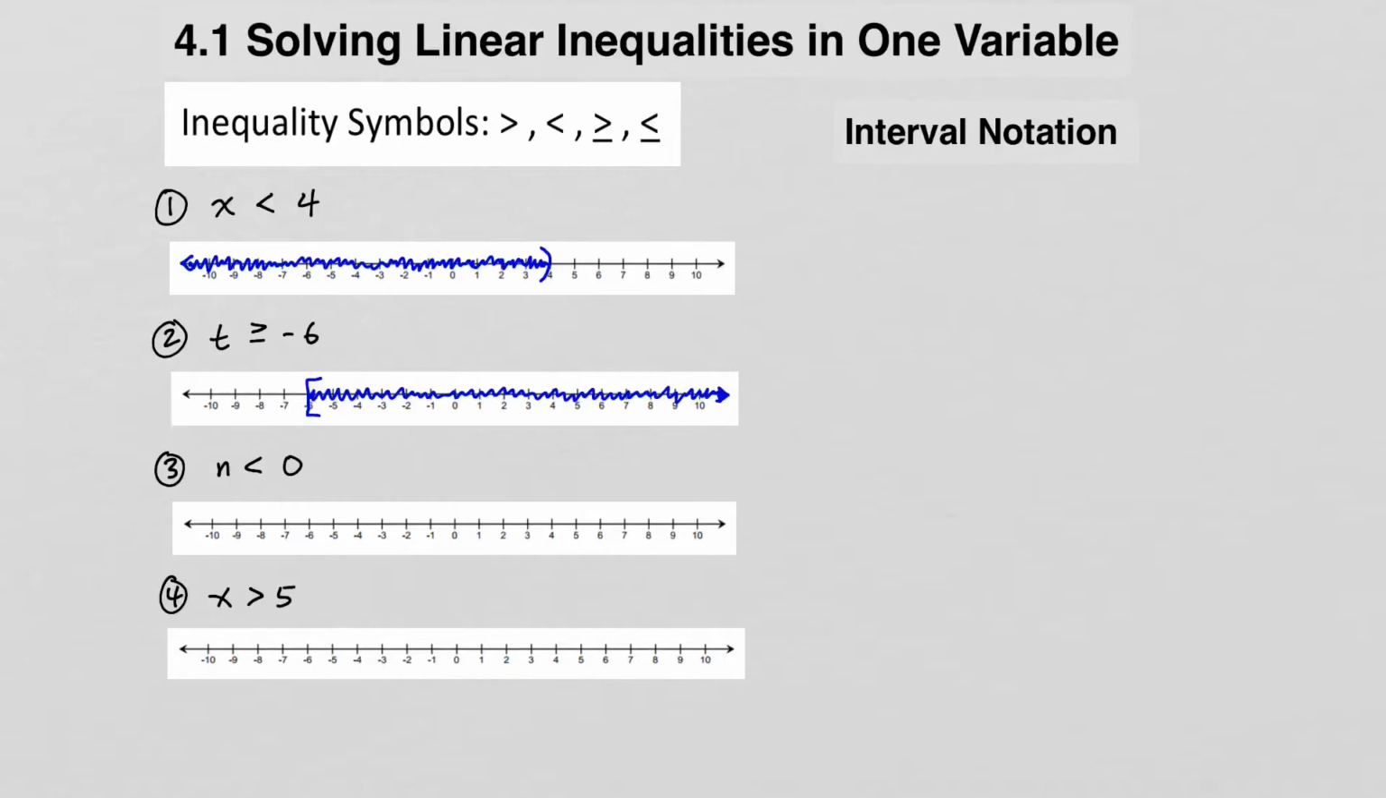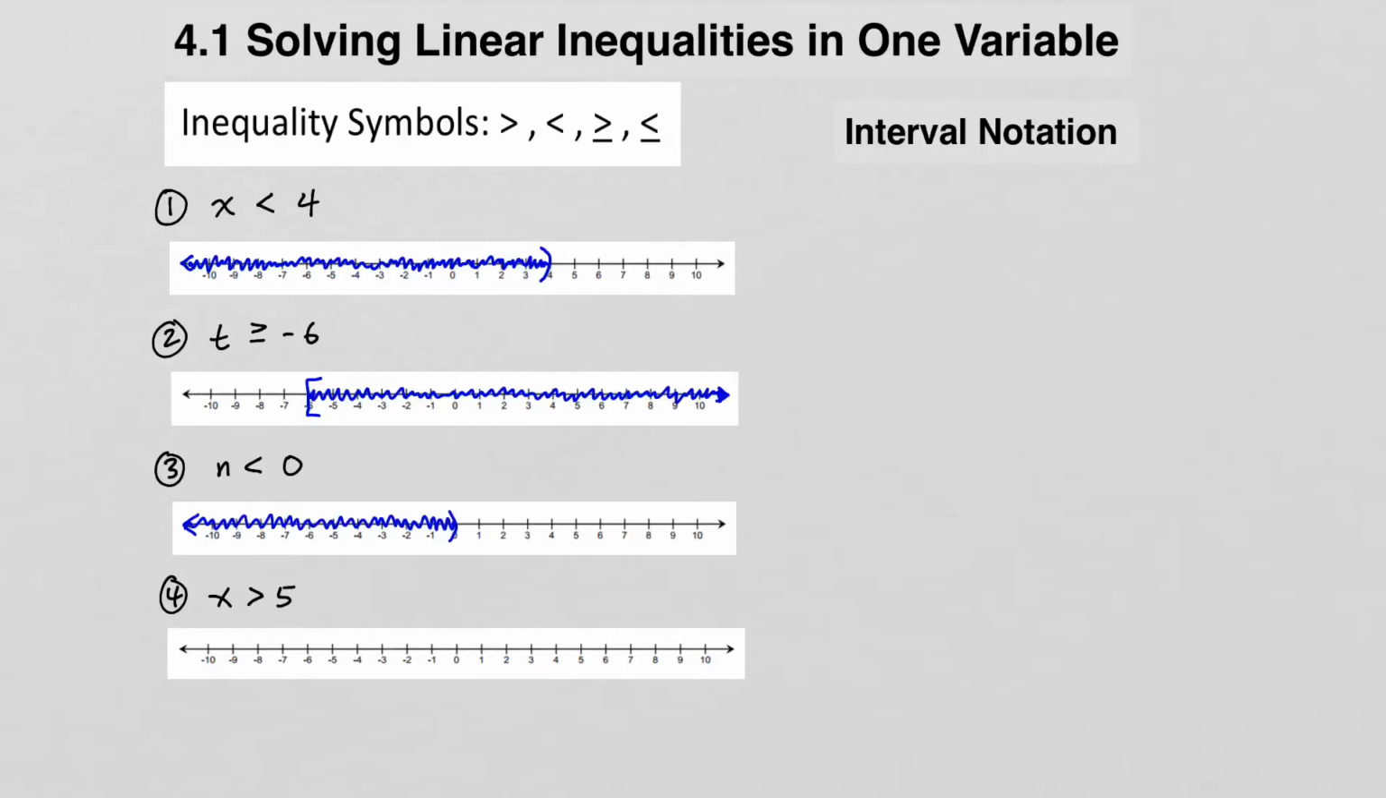All right, our next example, we want to graph all the numbers n that are less than 0. So we go to 0 on the number line, and the numbers n that are less than 0 would be the numbers to the left of 0. And 0 in this case is not part of the solution, so we put a parentheses there.